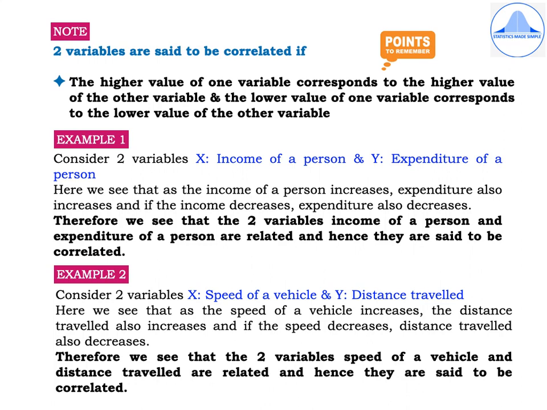The other example, consider two variables where x denotes speed of a vehicle and y denotes distance traveled. Here, we see that as the speed of a vehicle increases, the distance traveled also increases, and if the speed decreases, distance traveled also decreases. Therefore, we see that the two variables, that is, speed of a vehicle and distance traveled, are related, and hence they are said to be correlated.